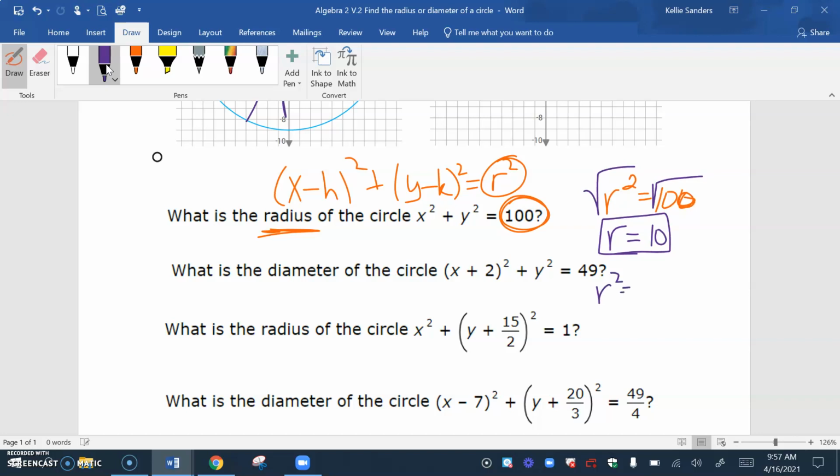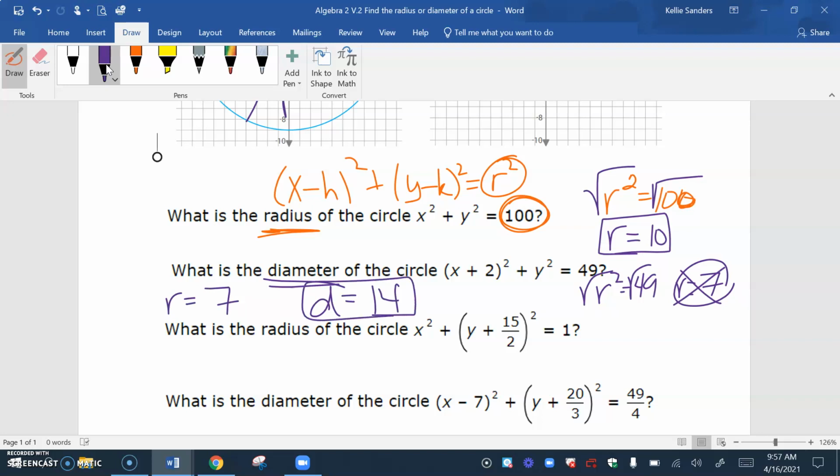So r squared equals 49. So I square root and I square root. So the square root of 49 is 7. So the radius is 7, but that's not the question. Make sure you read the question. So if the radius is 7, then the diameter is 14. We're looking for the radius.